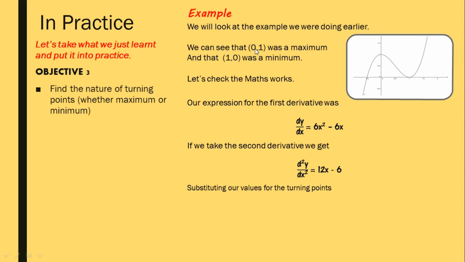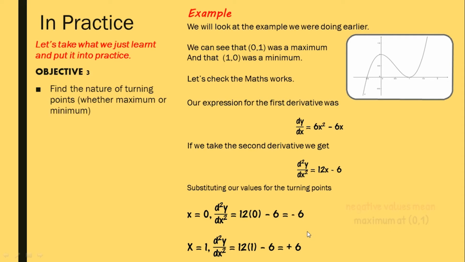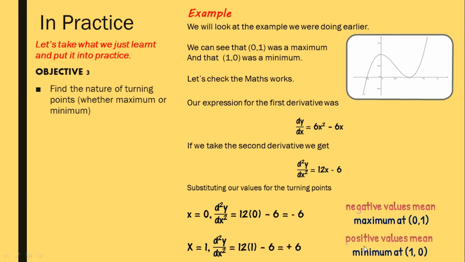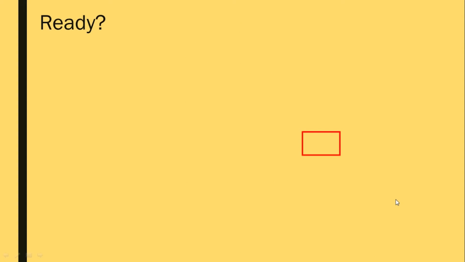We're going to substitute in our x values here. Substituting x equal to 0 gives us 12 times 0 minus 6, which is minus 6. So when x equals 0, that gives us a negative value. When we do the same with x equal to 1, we get 12 times 1 minus 6, which gives us plus 6, a positive value. And if you remember back, negative values mean that that turning point is a maximum. So there's a maximum at (0, 1). Sure enough, that's correct. And positive values mean a minimum turning point at (1, 0). And sure enough, that is correct.